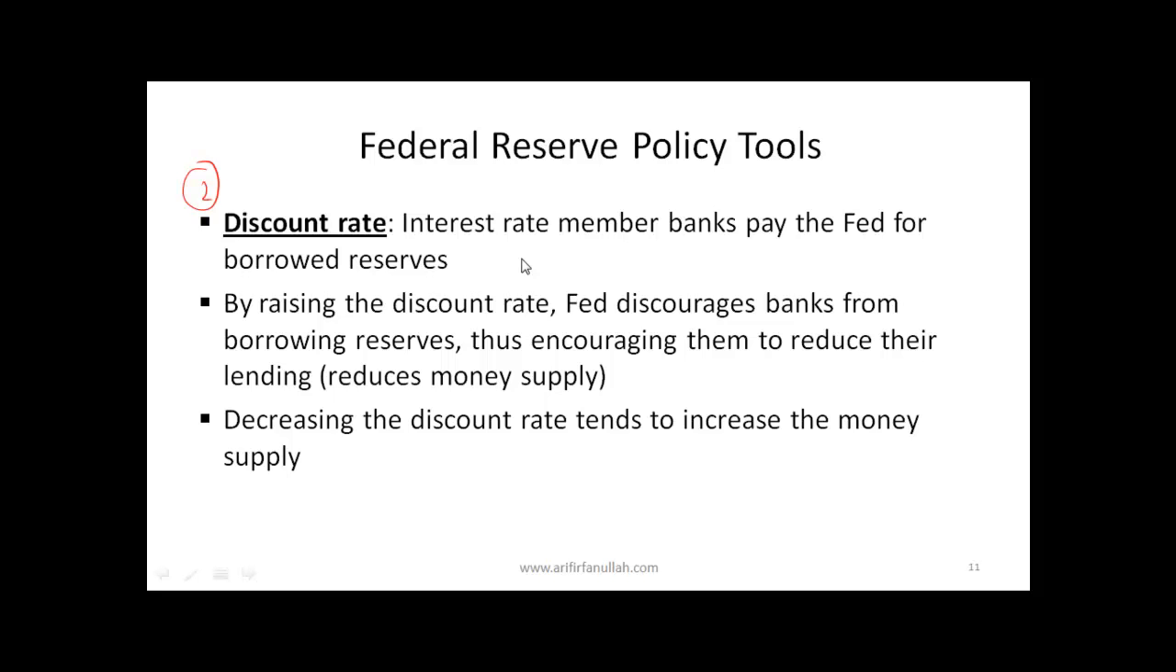Over the last few years, the discount rate has been gradually moving upwards, and currently it's at a fairly high number of 14%. As I mentioned earlier, the discount rate is the interest rate member banks pay the Fed, or in our case the SBP, for borrowed money. By raising the discount rate, the Fed discourages banks from borrowing reserves, thus encouraging them to reduce their lending, and this reduces money supply. Okay, straightforward point. Decreasing the discount rate tends to increase the money supply for reasons that should be fairly obvious.